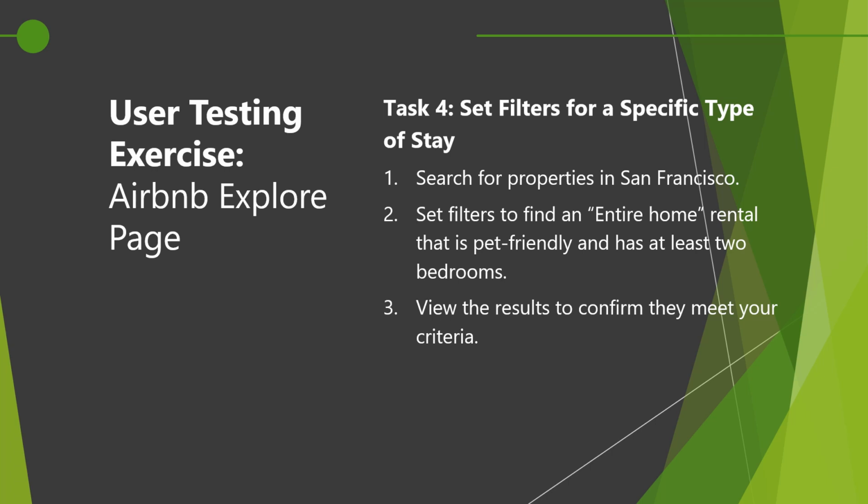So some of the observations I want you to record or think about are: was setting multiple filters, entire home, pet friendly, 2 bedrooms, intuitive? And did the results match your criteria? And then I want you to think about, were there any challenges in locating and adjusting these filters? Okay, so now that you've completed all of the different tasks and you've made note of your observations, let's move on to the last step.